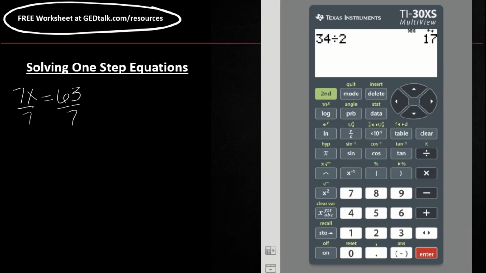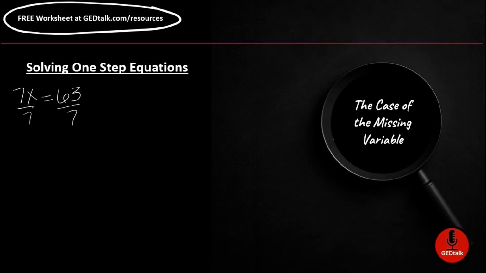Go ahead and pull up your calculator. Let's clear our screen, and we're going to do 63 divided by 7, hit enter, and our answer is 9. So we know that x equals 9.